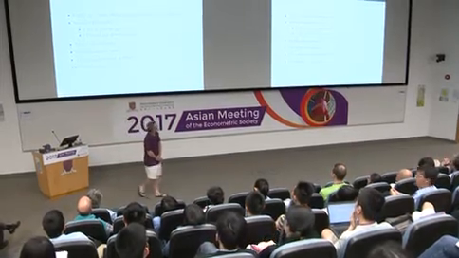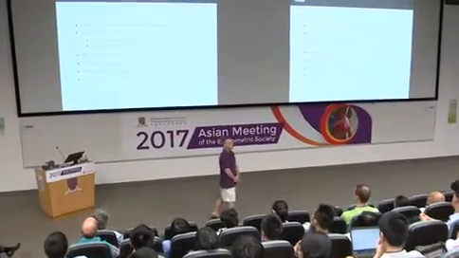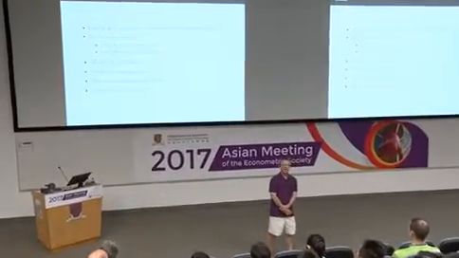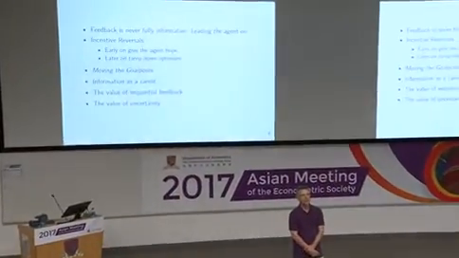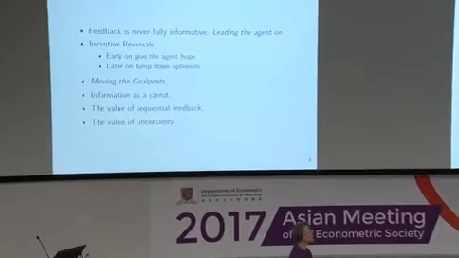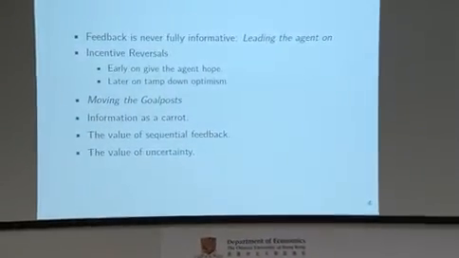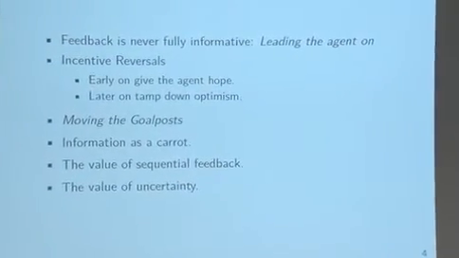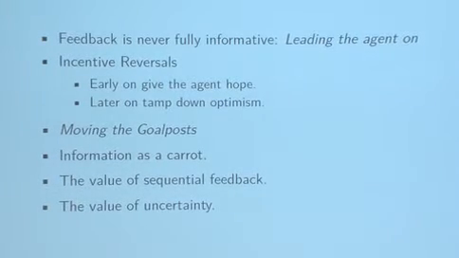Okay, so here are the main ideas behind the design of sequential information disclosures in this kind of relationship. It's never optimal to provide fully informative feedback. I'm going to describe one of the main ideas, leading the agent on. The principal wants to keep the agent in the dark as long as possible about the agent's progress, and break the bad news to the agent that the task is actually a lot more difficult than the agent might have thought, only later on and never too early.